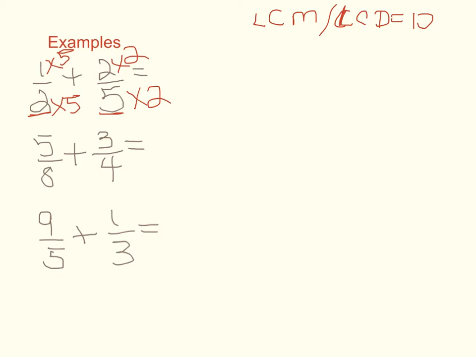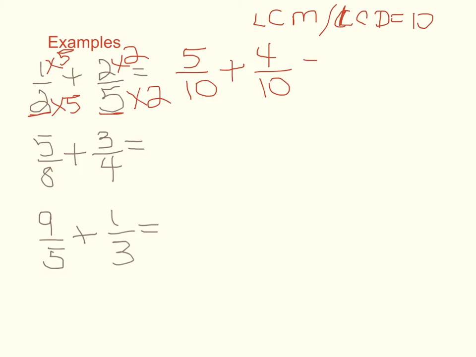So now my fractions have changed a little bit. They look different, but they're still equivalent to the original fractions. So 1/2 becomes 5 over 10, plus 2/5 becomes 2 times 2 is 4 over 5 times 2 is 10. So 5/10 is the same thing as 1/2, and 4/10 is the same thing as 2/5. But now I have a common denominator, so I can bring the fractions together.